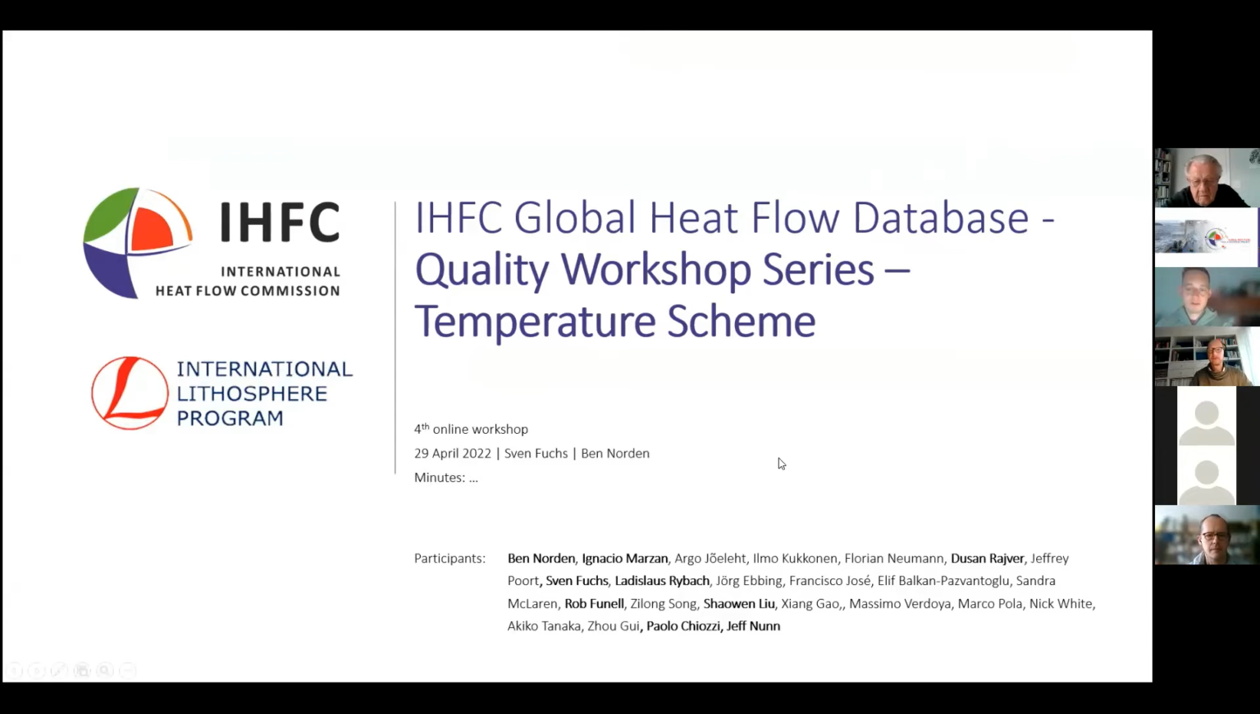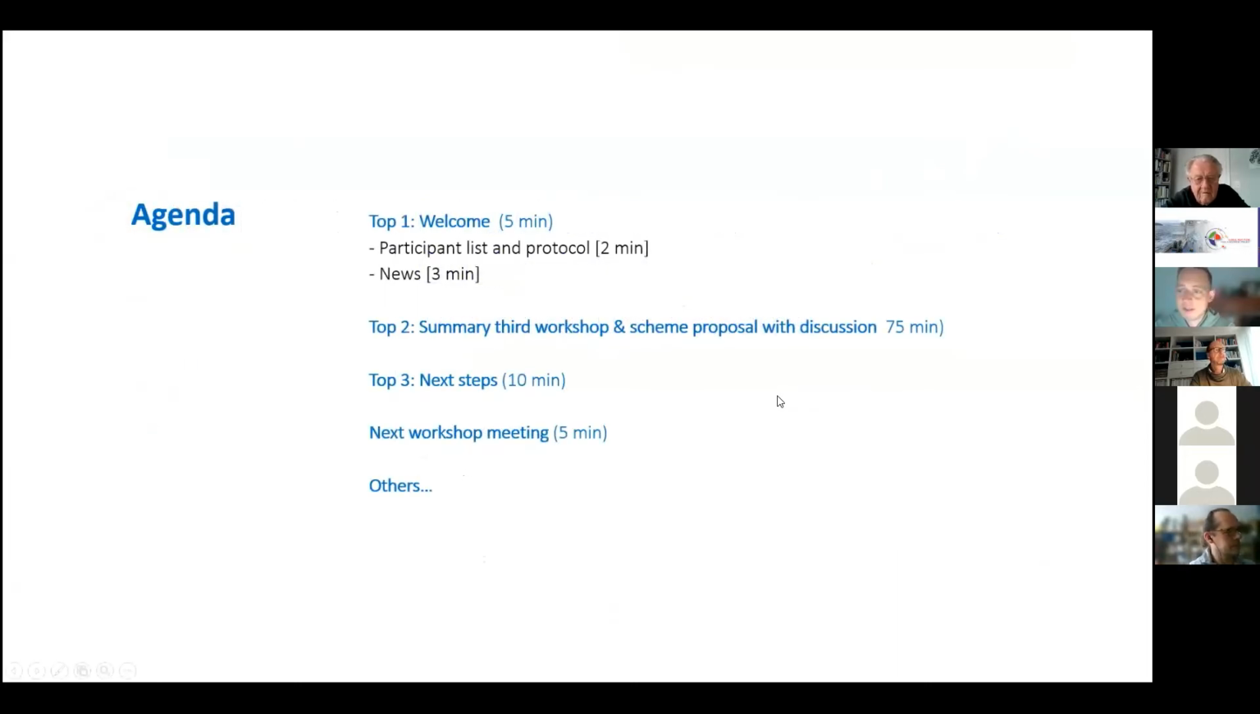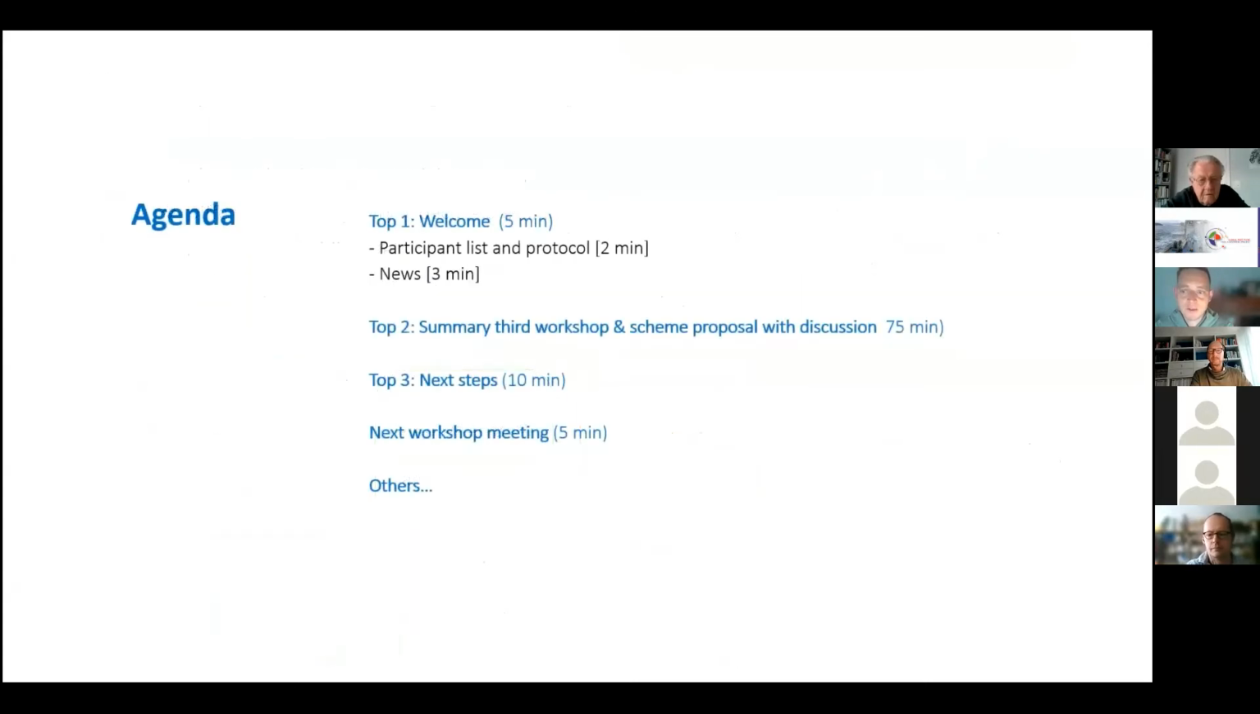So, the agenda is quite similar to the previous one. First of all, we need someone who's writing a protocol again. I will write something, but I cannot write the main parts. So would someone volunteer to write notes for the protocol?